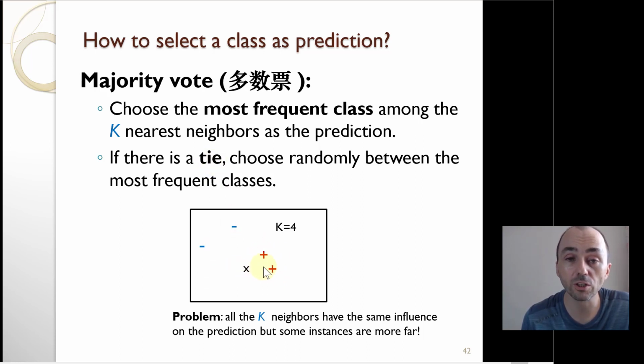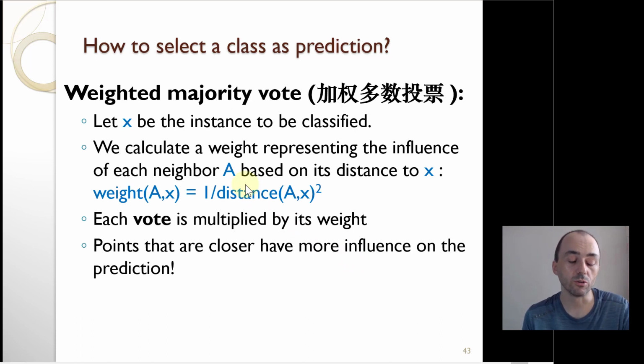So maybe the prediction should be a plus instead, okay? So how to solve that problem? The solution is to use another way to do the prediction: the weighted majority vote.